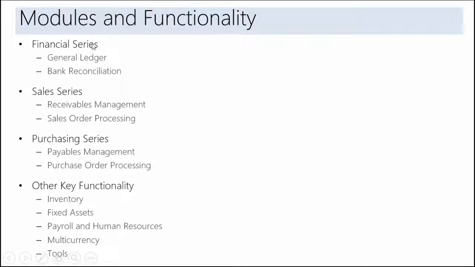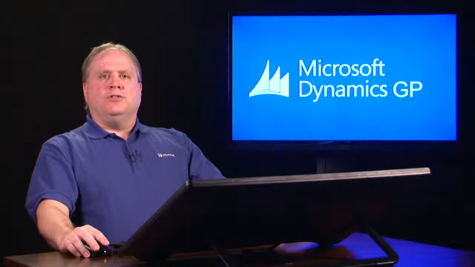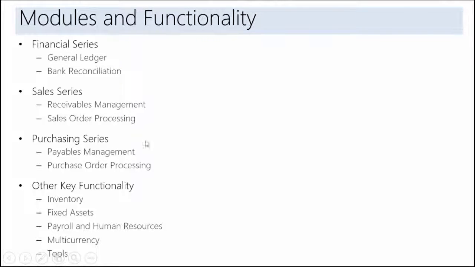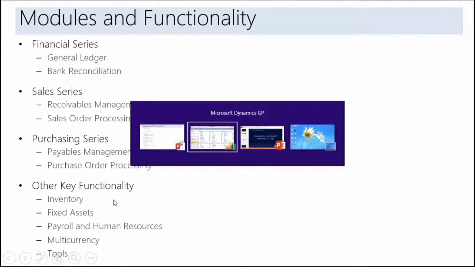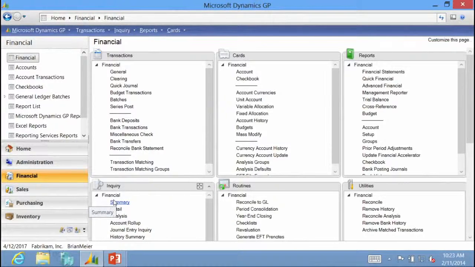Let's talk a little bit about the financial series first and general ledger. General ledger is basically the final collecting point within Microsoft Dynamics GP, and it collects transactions from all the other modules if you're using them. So for example, if you enter a transaction in payables management, it flows down to general ledger, and it affects accounts. And your accounts can be like your sales account, your cash account, those types of things. Let's take a look at general ledger within the GP product.